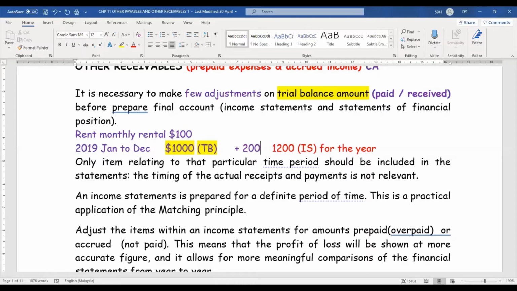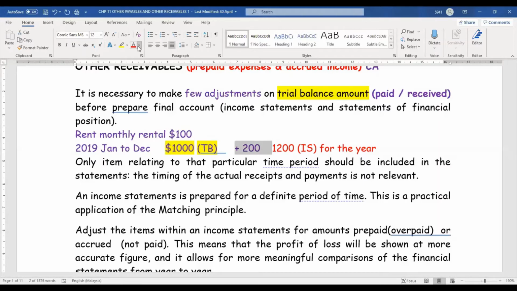The 200 we are supposed to pay, but we haven't paid, because we already rent the office. We already use the office for our office purpose or any purpose. But now we are supposed to pay 1,200 for 1 year, but we only paid 1,000. This 1,000 needs to be added to 200.